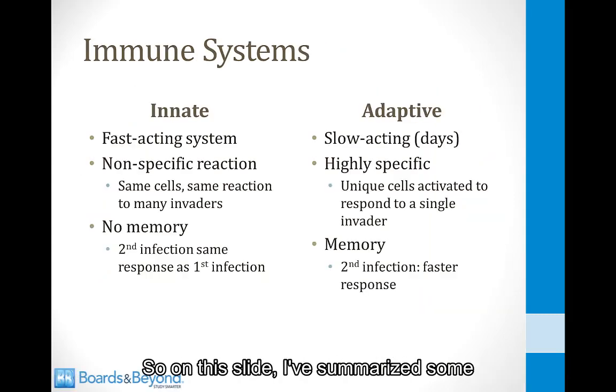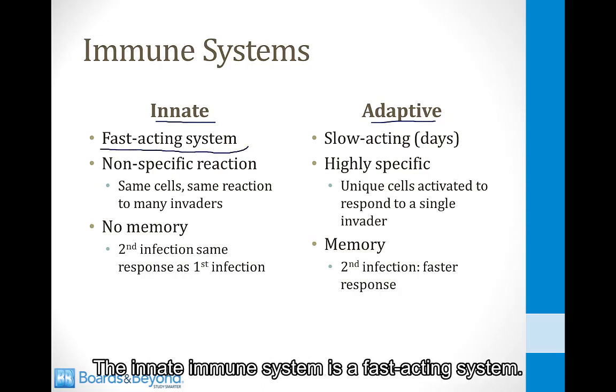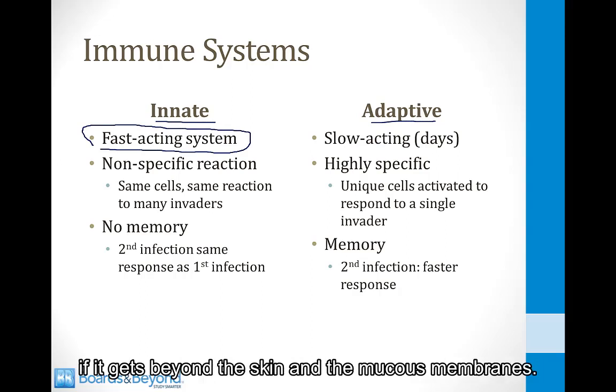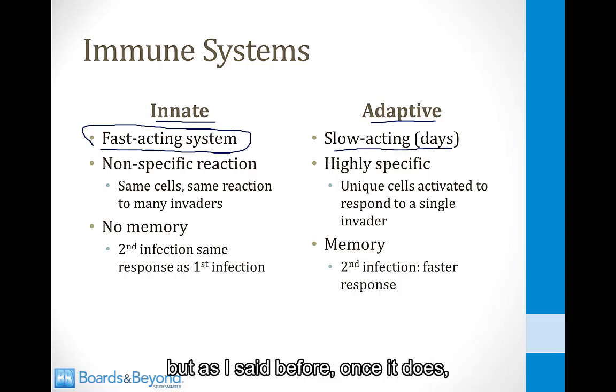So on this slide, I've summarized some of the key differences between the innate and the adaptive immune systems. The innate immune system is a fast-acting system. It is standing by, ready to attack any pathogen immediately if it gets beyond the skin and the mucous membranes. In contrast, the adaptive system is slow. It takes a few days to mount its response.